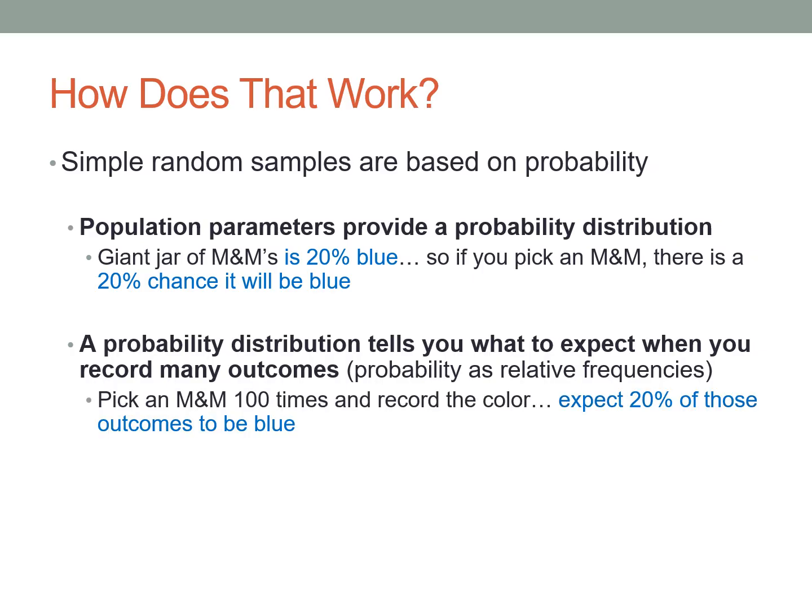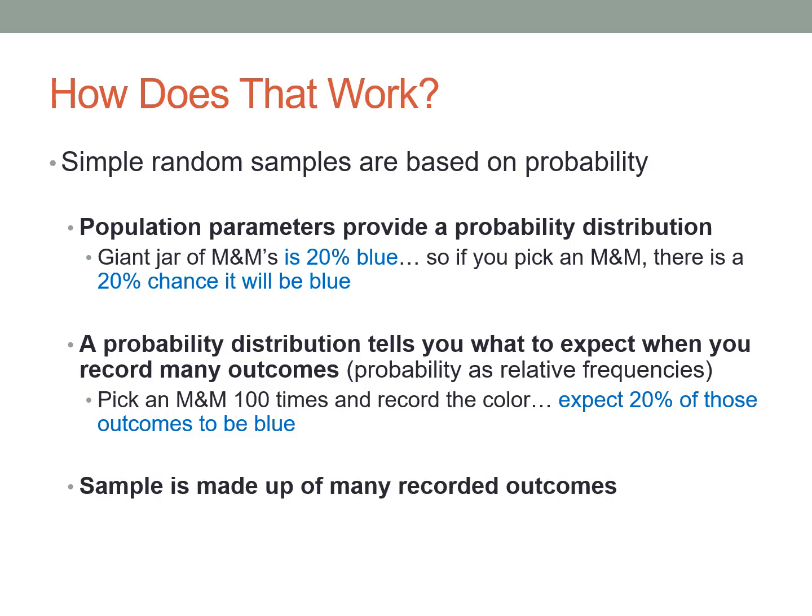So imagine we've got our giant M&M jar, and we pick an M&M out 100 different times. So we pick an M&M, record the color, pick another M&M, record the color, pick another M&M, record the color. We can expect, based on our definition of probability as giving us relative frequencies, that if we were to pick 100 M&Ms from our giant house-sized jar, 20% of those M&Ms should be blue. In other words, 20% of our outcomes should have come up blue if we had a 20% chance of picking a blue M&M each time.